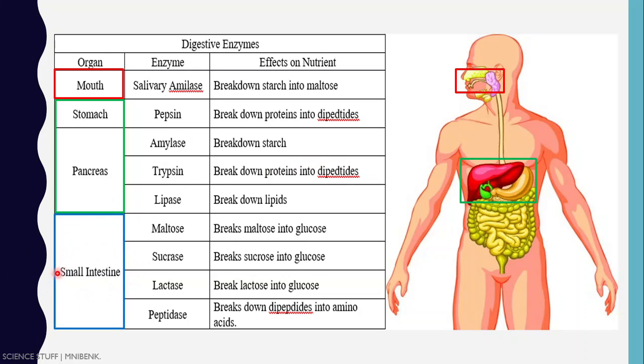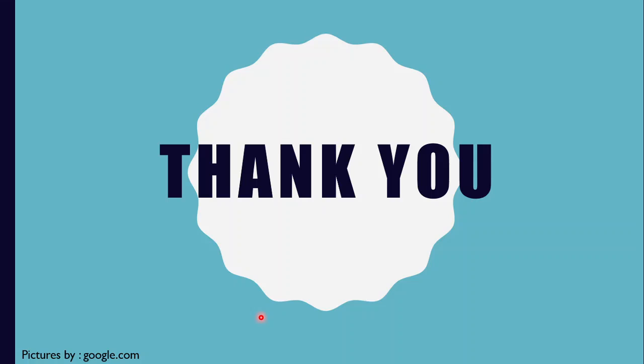And the next is the small intestine. There are four enzymes in the small intestine. The first is maltase, which breaks maltose into glucose. The next is sucrase, which breaks sucrose into glucose. The third is lactase, which breaks lactose into glucose. And the last one is peptidase, which breaks down peptides into amino acids.